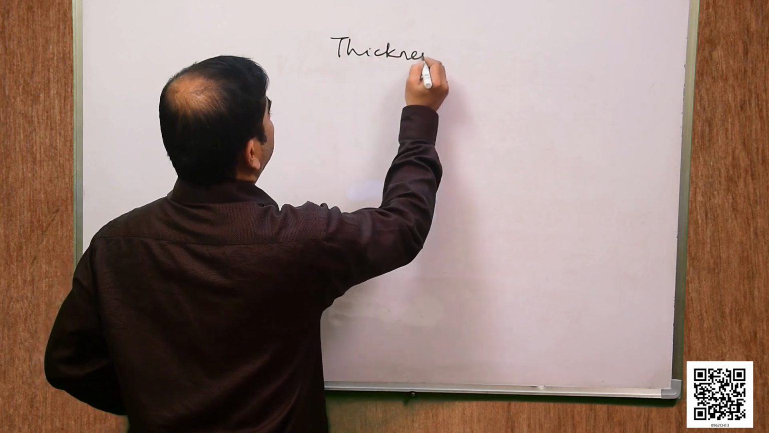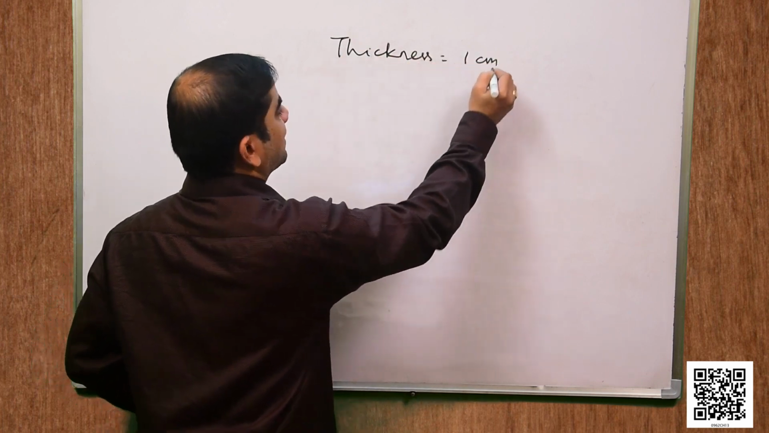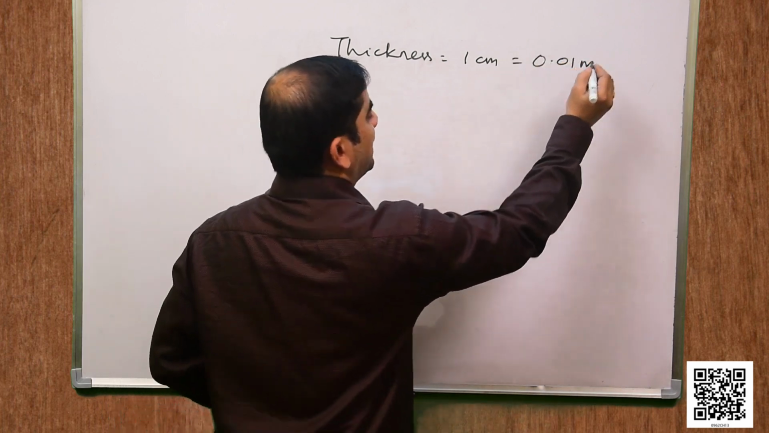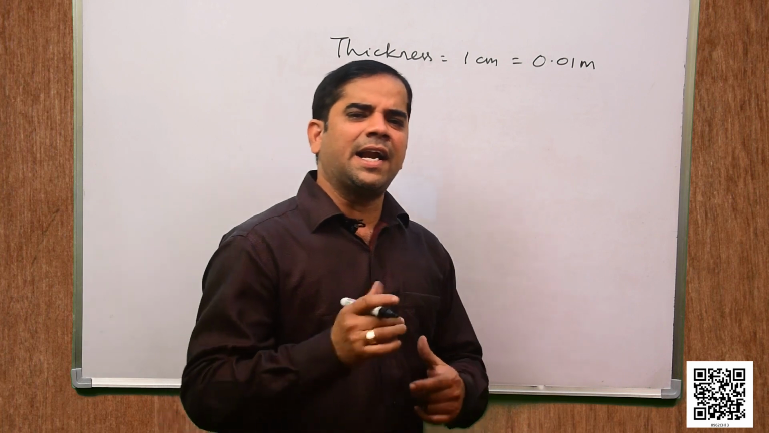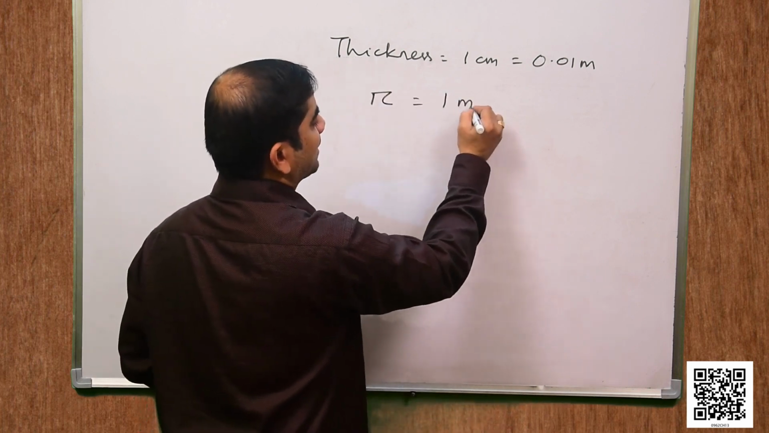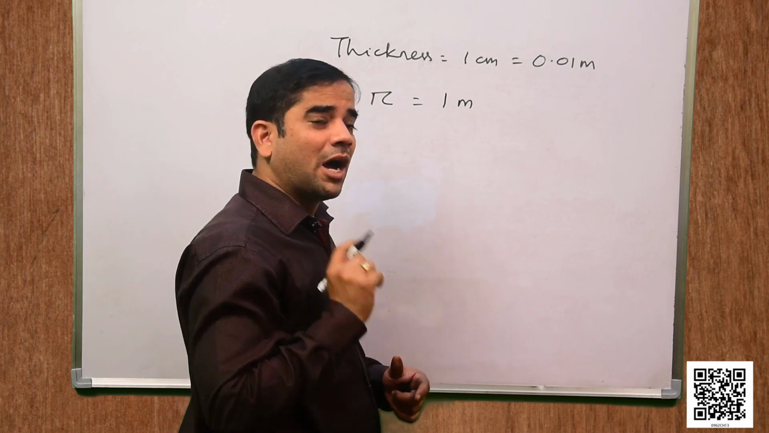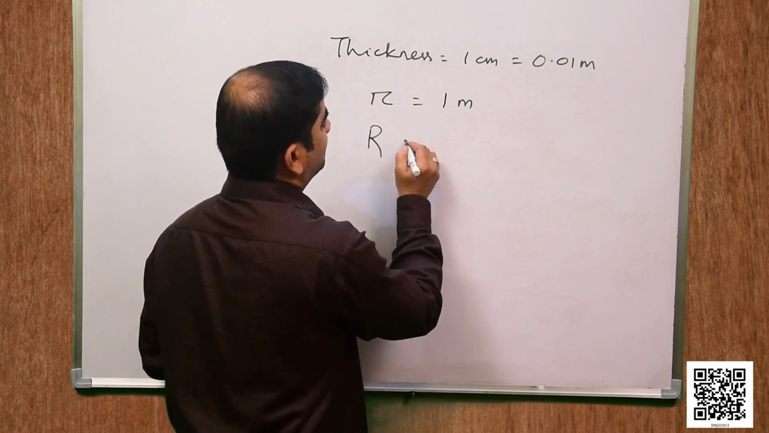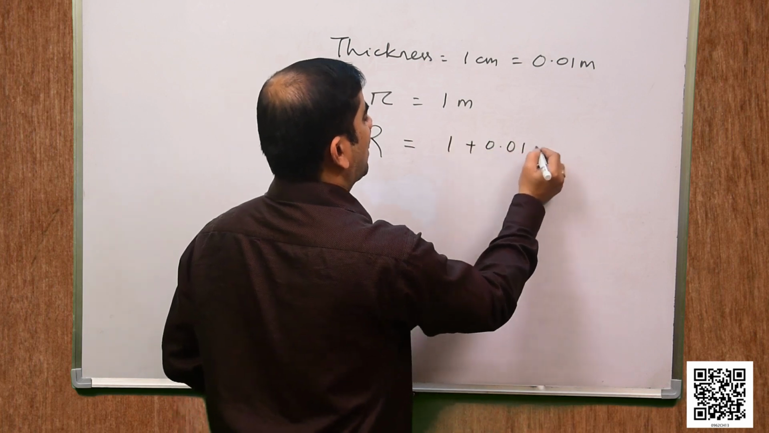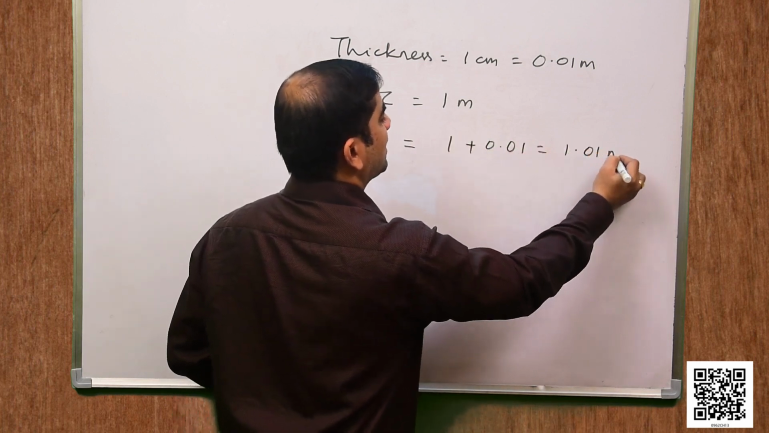So, thickness is 1 centimeter. Okay, that means it is equal to 0.01 meter. Fine. Inner radius is 1 meter. So, let it be smaller r, 1 meter. Fine. So, what should be the outer radius? Let the outer radius be capital R, that is 1 plus 0.01 or 1.01 meter.